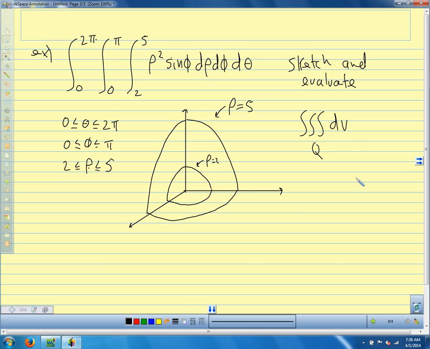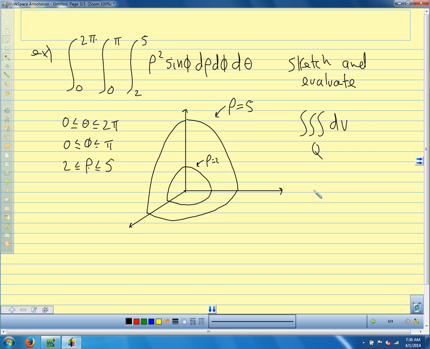What's the triple integral over a region of just dV? That's the volume. We're looking for the volume of this spherical shell. So we could evaluate this integral, or we could be smart and ask, how do we find the volume of a spherical shell? The volume of the big sphere minus the volume of the small sphere.